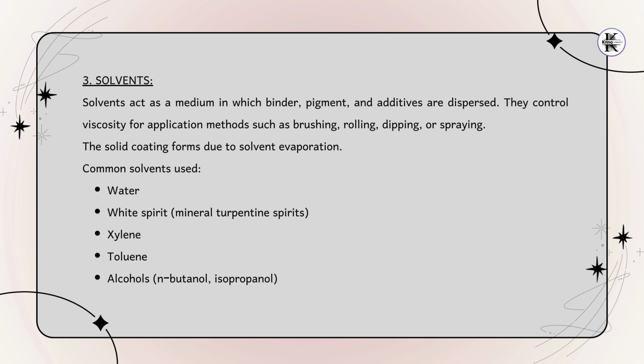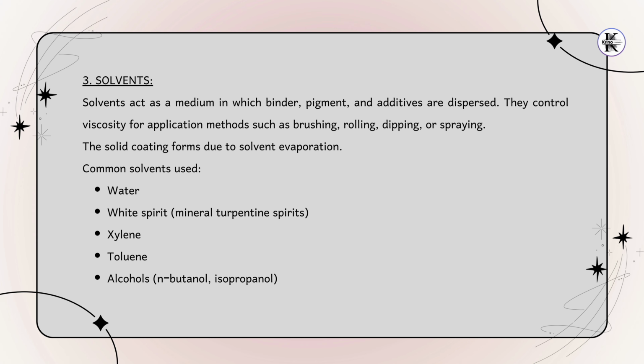Now, let's see what makes it easy to apply: solvents. Solvents act as a medium in which pigments and binders are dispersed. They control the viscosity of paint, making it suitable for brushing, rolling, or spraying. After application, solvents evaporate, leaving behind a solid coating. Common solvents include water, white spirit, xylene, toluene, and alcohols.